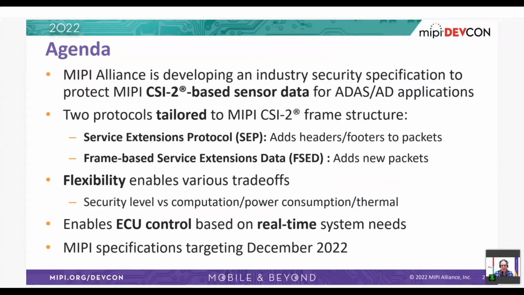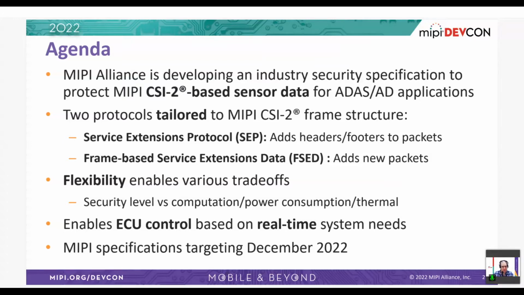Okay, what are we talking about today? So today we're going to be talking about the security specification that MIPI has been working on and developing for the protection of CSI-2. This spec is called the Camera Services Extension Spec, and it includes both security and functional safety, but I'll just be focusing on the security part of it.